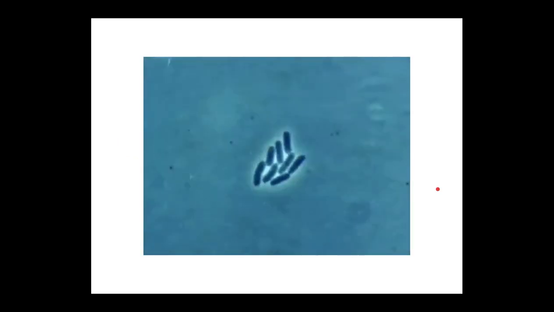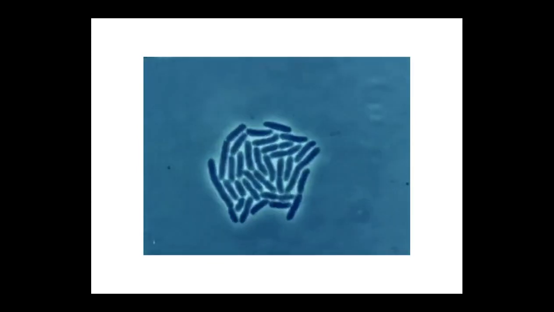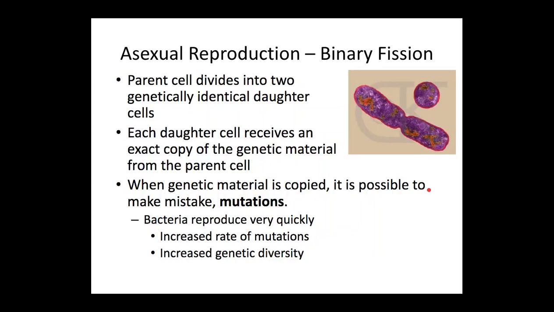As you can see in the following image on the screen, it emphasizes the speed and manner in which binary fission occurs in various prokaryotic cells. During binary fission, a parent cell will divide into two genetically identical daughter cells. Each daughter cell will receive an exact and complete copy of the genetic material and DNA from the parent cell. Any deviations or alterations from this parent DNA would be a mutation. And since bacteria reproduce very rapidly, there is an increased rate of mutations during binary fission, and thus this results in increased genetic diversity within populations of prokaryotic cells.